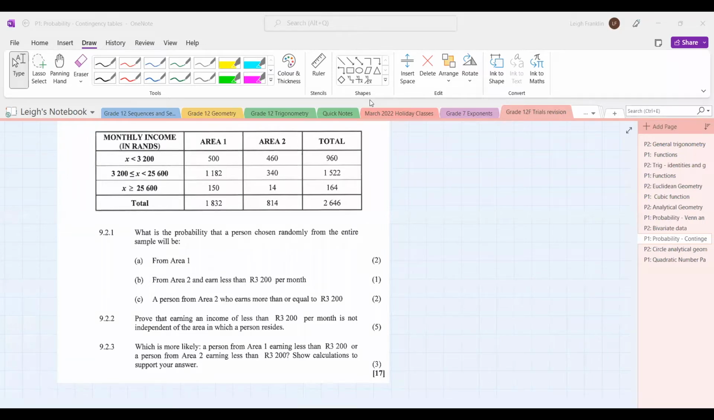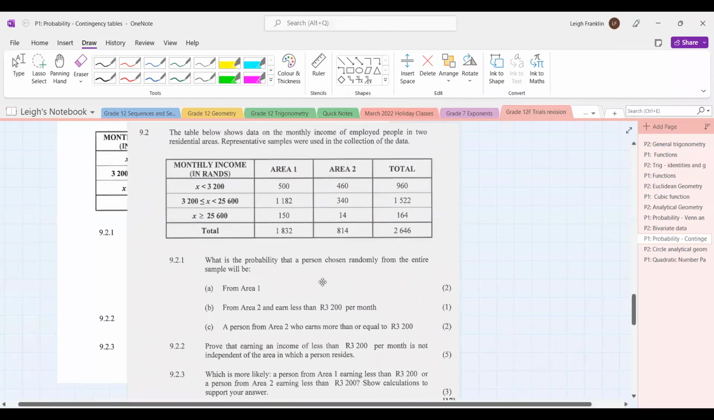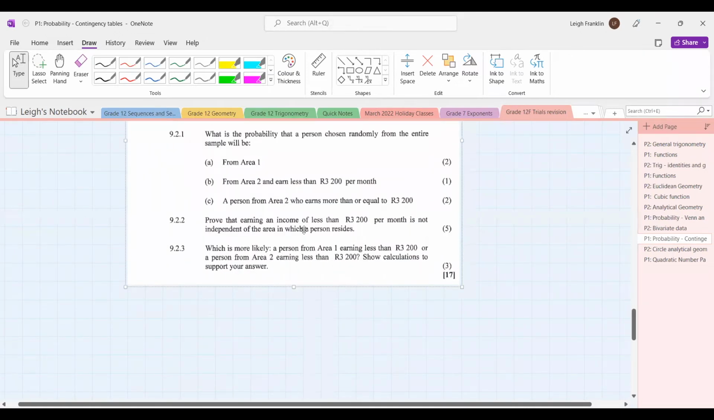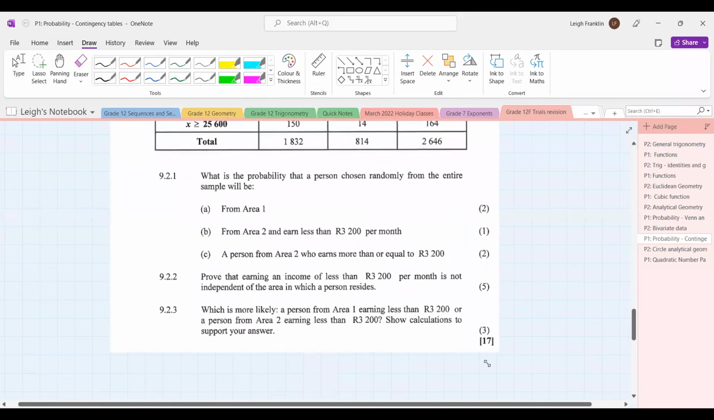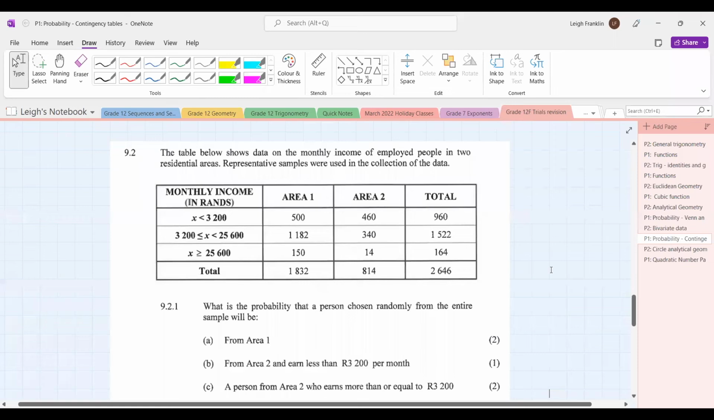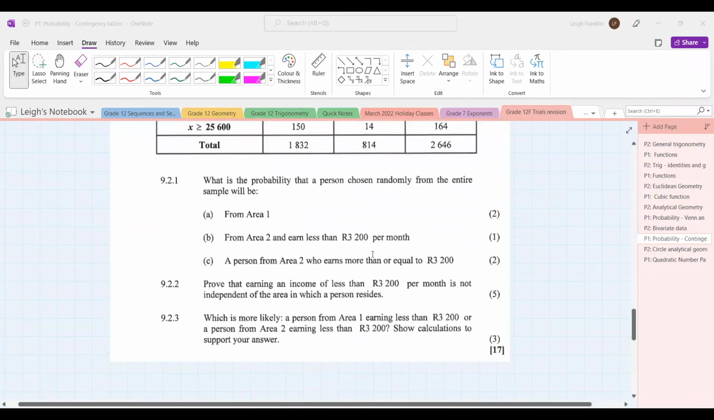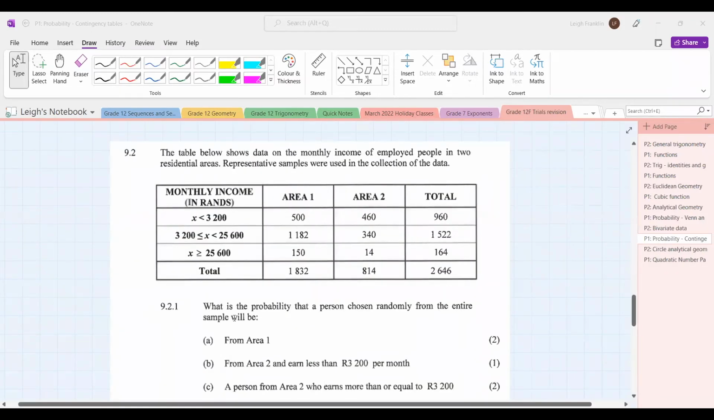All right, cool beans. Well, then in that case, shall Neliswa and I keep quiet for a little bit and we can let you guys try 9.2. And when you're done, you can put your answers in the chat. Here they're not asking you, first of all, to calculate or to prove whether things are dependent or independent. That comes in 9.2.2. They're just asking you to calculate some probabilities.